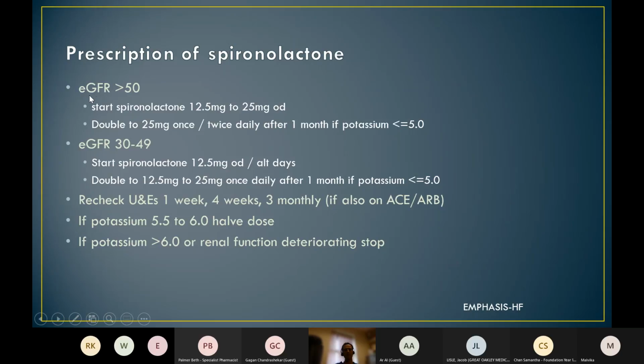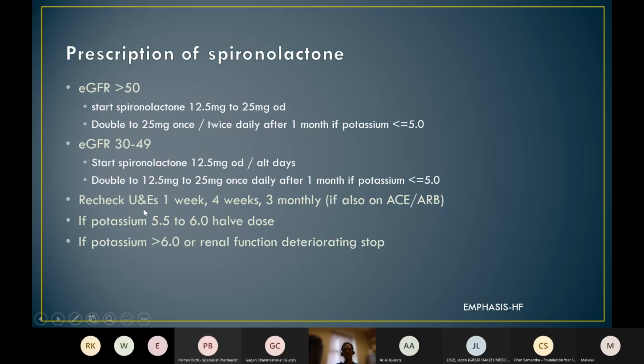So eGFR, if the eGFR is over 50, we could start spironolactone at 12.5 to 25 milligrams once a day. And then we double to 25 milligrams once, or you can give 50 milligrams once a day, after a month, if the potassium remains less than 5. If their eGFR is 30 to 50, then start 12.5 alternate days or once a day. And then you could go up to 12.5 daily or 25 once daily at most if their potassium remains under 5.